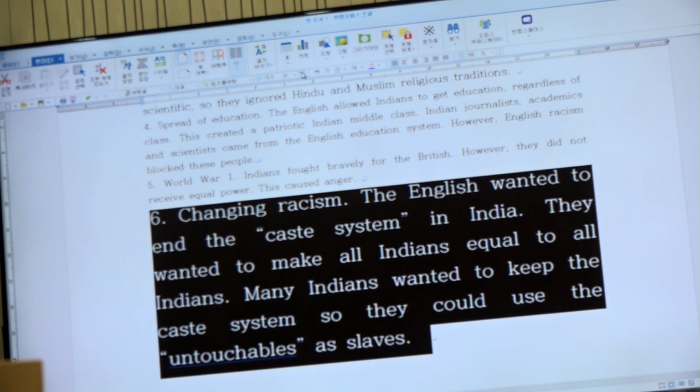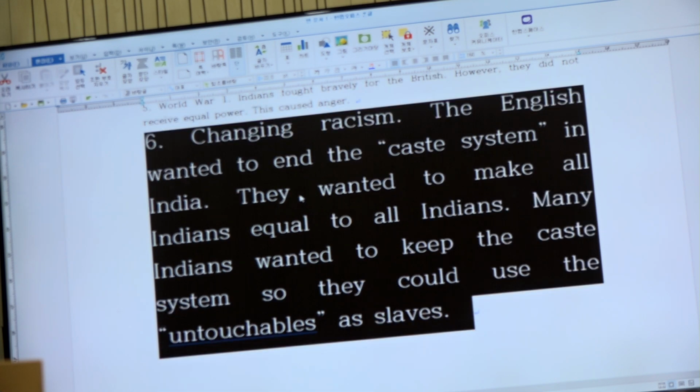Now, here is probably the most complicated part, and the one I want you to think about the most. The English were racist against Indian people. However, they didn't believe in the caste system, 계급 제도. So, the English wanted all Indians to be equal to all other Indians. They wanted the Brahmin, the high-class people, to be equal to the low-class people, the Dalit, the untouchables, the 가장 낮은 계급. Okay? And many Indians, traditional Indians, wanted to keep Indian racism. They wanted to keep the low-class people as slaves, basically.